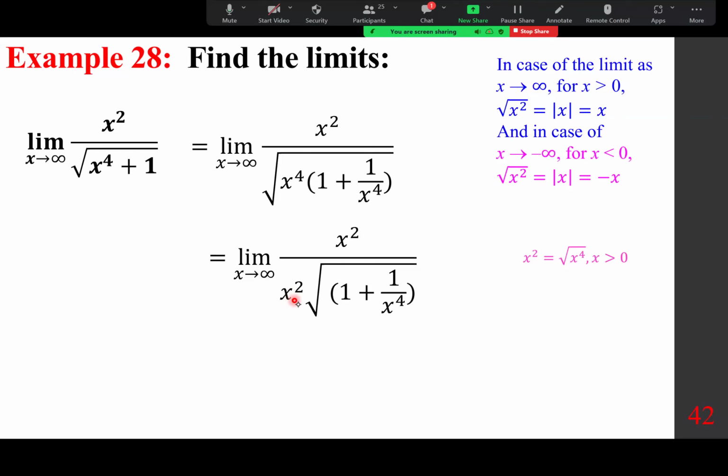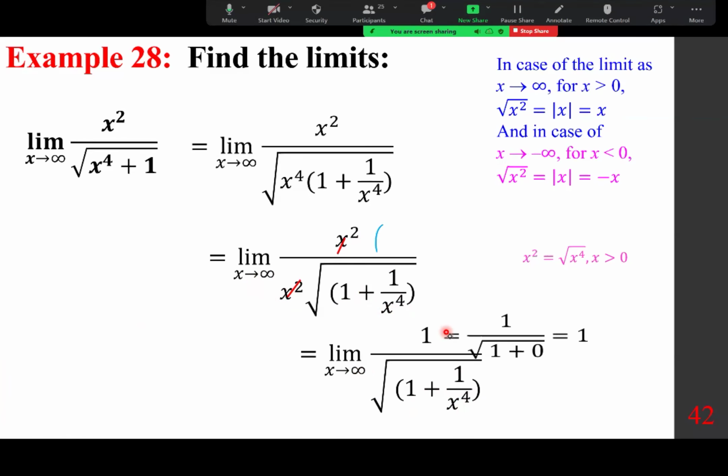And so with that being the case, I can divide the top and the bottom by x squared. I can drop this 2. When I do that, I replace the top with number 1. And now, when you apply the limit, this is 1 and this is 0. In other words, infinity makes this one go to 0. 1 over the square root of 1 plus 0, or simply 1.